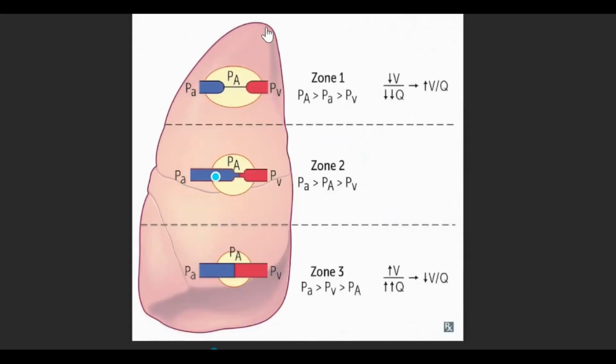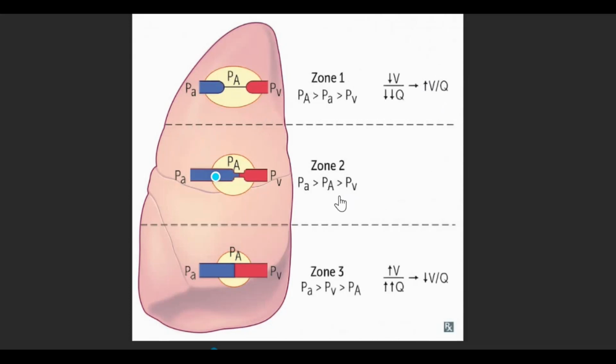So as we discussed, in zone 1, the ventilation is low, whereas perfusion, compared to ventilation, is significantly low. So the VQ ratio, which indicates the gas exchange, if you look at the ratio, the denominator, the Q, is smaller than ventilation. So if the denominator is low, the VQ ratio will be high. So in apex, VQ ratio is high.